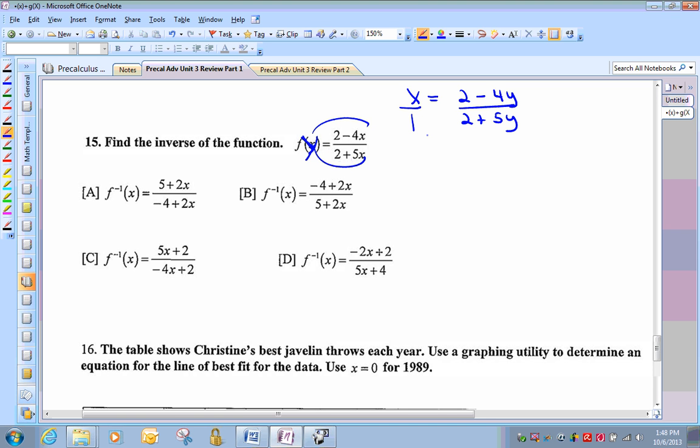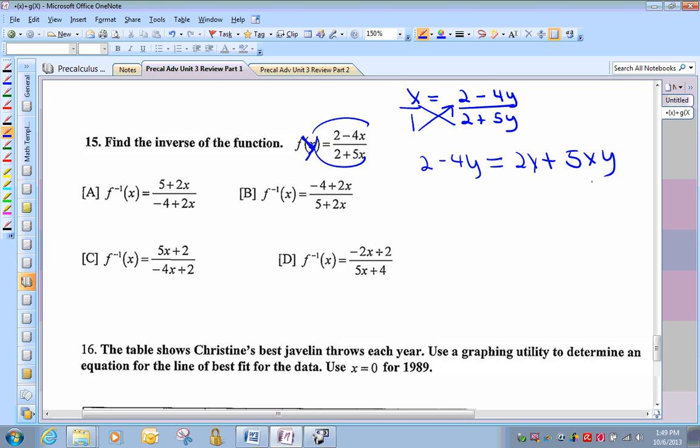This is a really tricky one, so you're going to have to pay really close attention. I like this problem a lot. This is more close to a pre-cal type problem. All right, when I cross multiply, I'm going to cross multiply this direction. I get 1 times 2 is 2, and 1 times -4y is -4y. Equals, cross multiply the other way, 2x, and then I get 5xy.